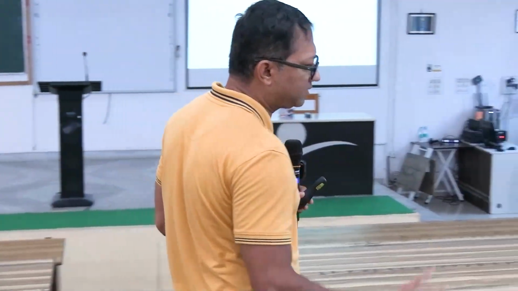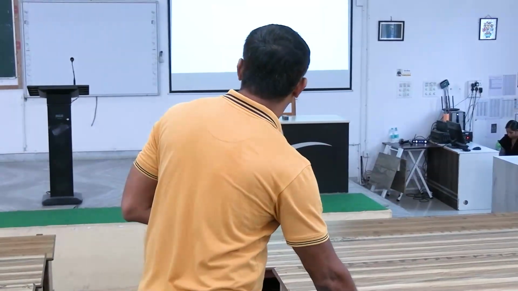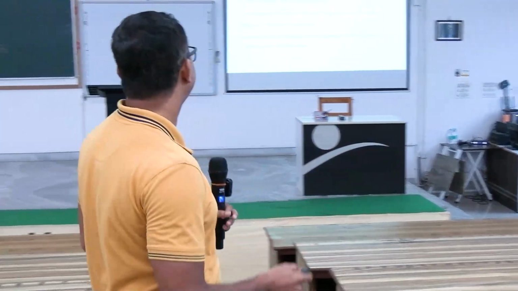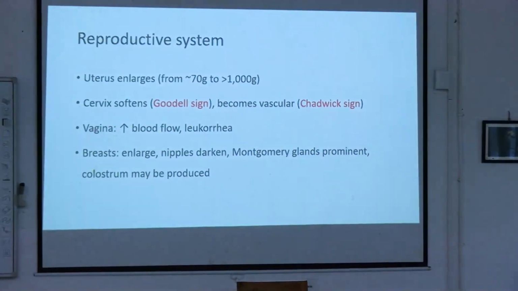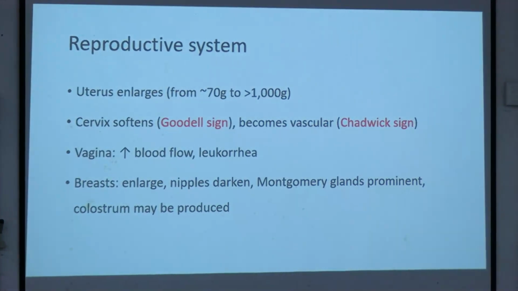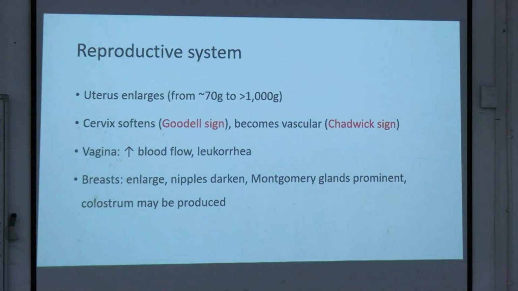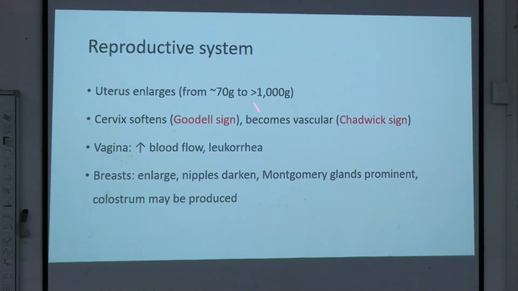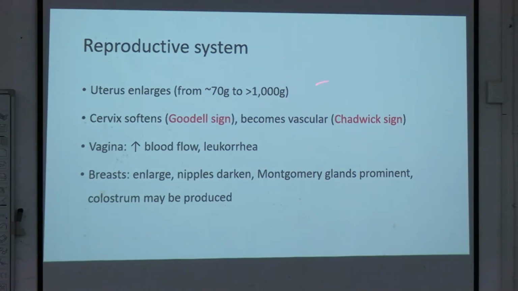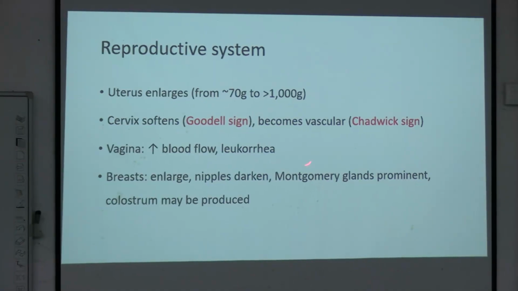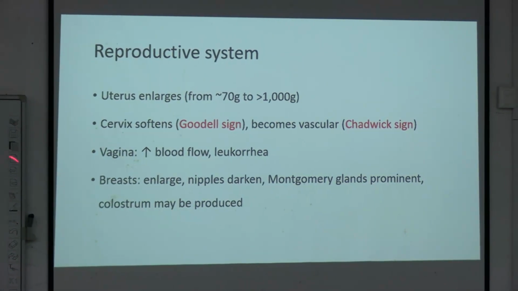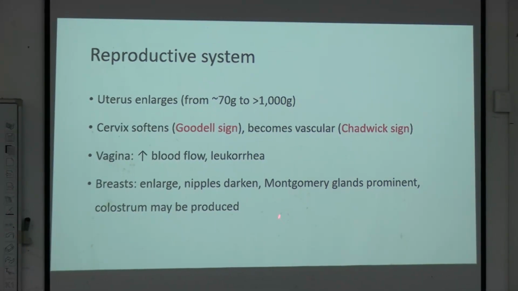Reproductive system. Finally, what happens to the reproductive system? The most common and visible thing, right? So the uterus enlarges, its weight changes from the pre-pregnancy state of 70 gram to 1000 gram in a term pregnancy. The cervix softens, it is called Goodell sign, and becomes vascular, it is called Chadwick sign, and there is increased blood flow in the vagina, there may be leukorrhea as well, and the breast enlarges, nipples darken, Montgomery glands become prominent, and there may be synthesis of colostrum.